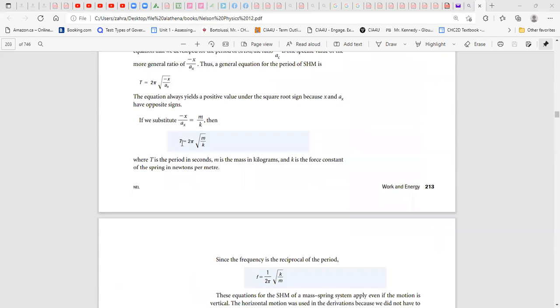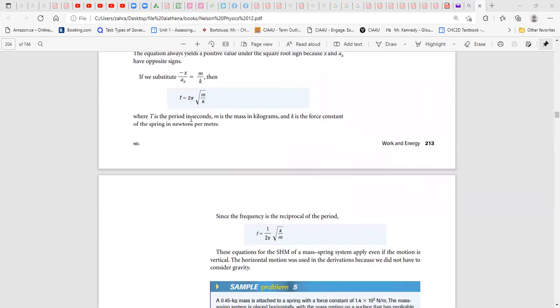The period of this oscillation is equal to 2π times the square root of the mass of the object attached divided by the spring constant. Knowing that T is 1 over f, or f is 1 over T, the frequency of that motion is 1 over 2π times the square root of k over m.